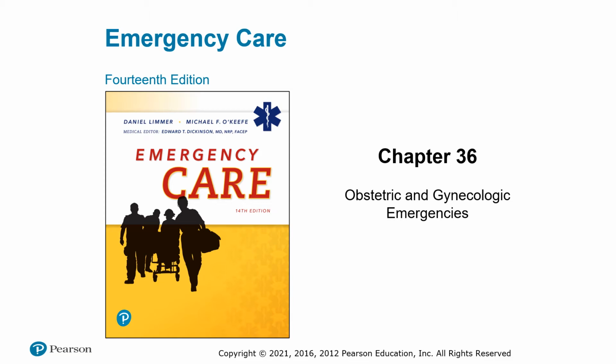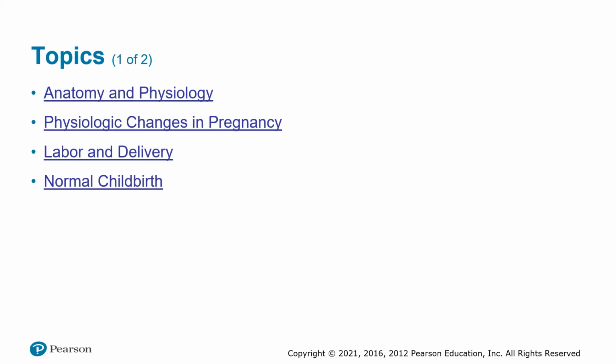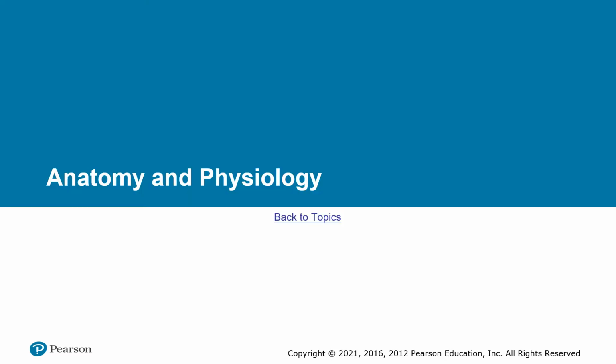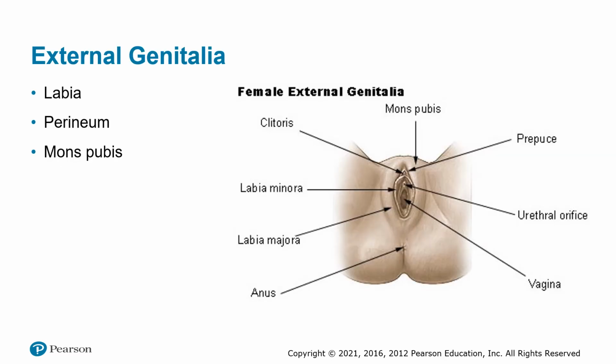Welcome to Chapter 36, Obstetric and Gynecologic Emergencies. So a little bit of anatomy and physiology. The female external genitalia includes the labia, the perineum, and the mons pubis. In the picture there, you can kind of see it.